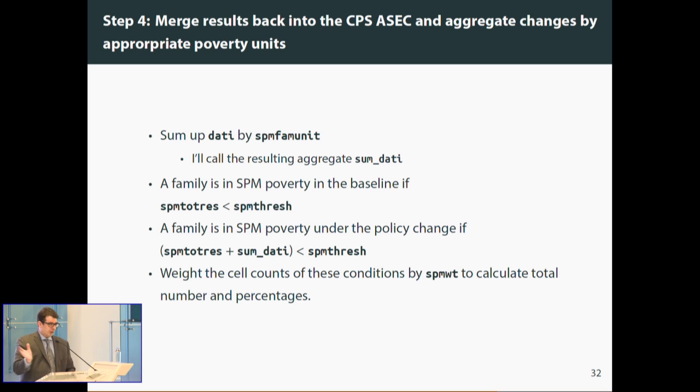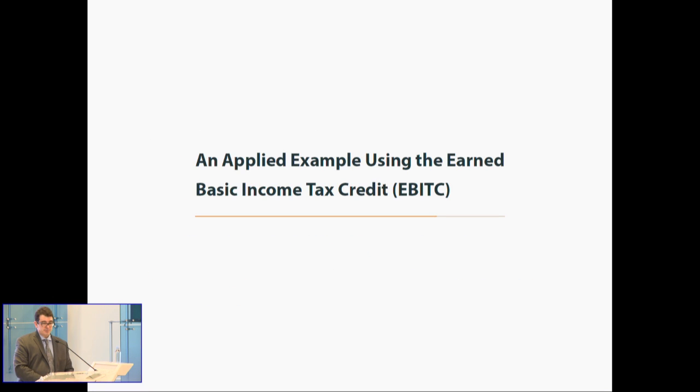So you're going to sum up the change in ATI by family unit. Under the baseline with no policy changes, a family is in poverty if their total resources are below their SPM threshold. So you can code a variable that's a 1 or a 0 based on that condition. And then if they're in poverty under your policy change, you're just going to add the sum of the change in ATI by poverty unit to those total resources and then see if they're still below that threshold. And then you weight all of the cells based on SPM weight right there.